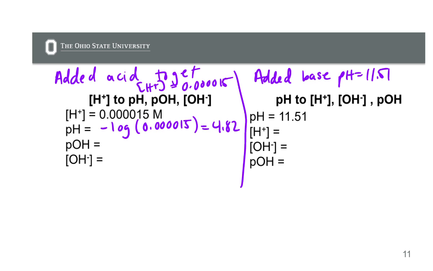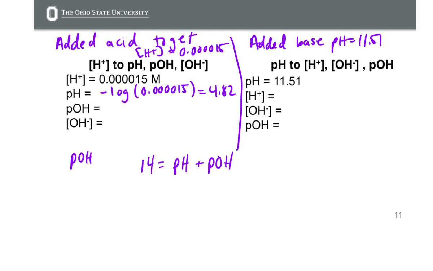So the next thing we could do is calculate pOH, or we could calculate OH minus. I might say calculate pOH using the equation 14 equals pH plus pOH, and plug in the value for pH. And so we would have 14 minus the pH equals pOH. So 14 minus 4.82 equals 9.18.